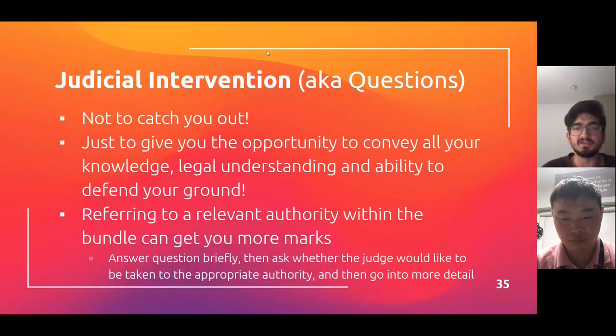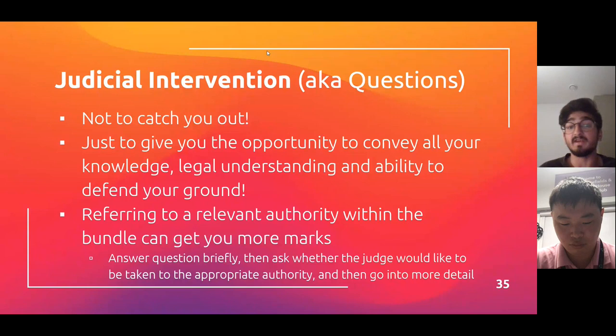So looking at judicial interventions, or essentially questions given by a judge, these are not there to catch you out. It's actually a very good opportunity to convey your knowledge of the case before the court, your understanding of the case law and the facts, and also your ability to think on your feet and stand your ground.